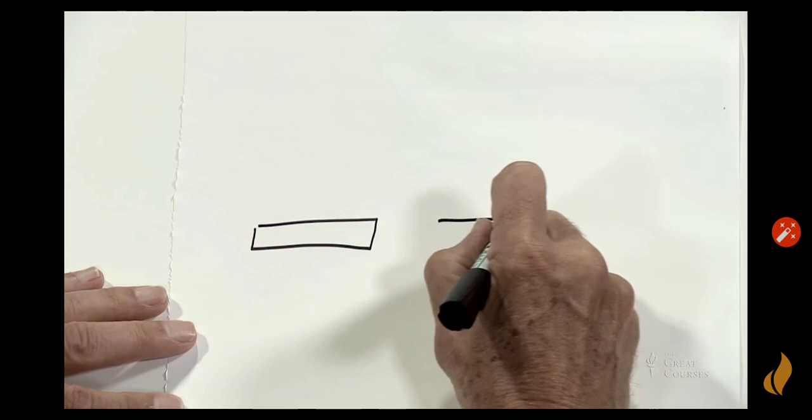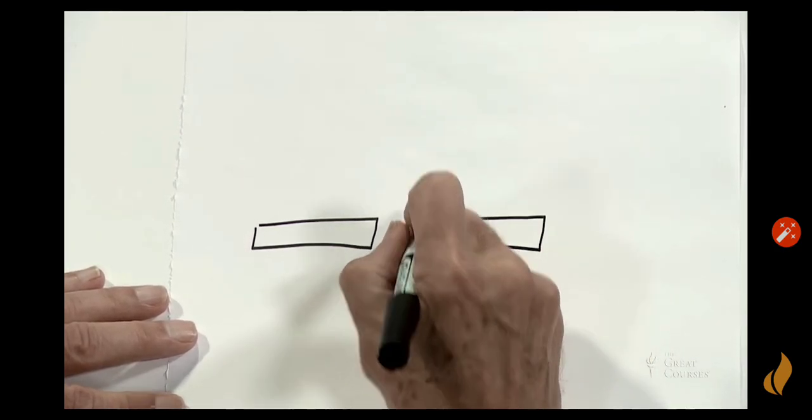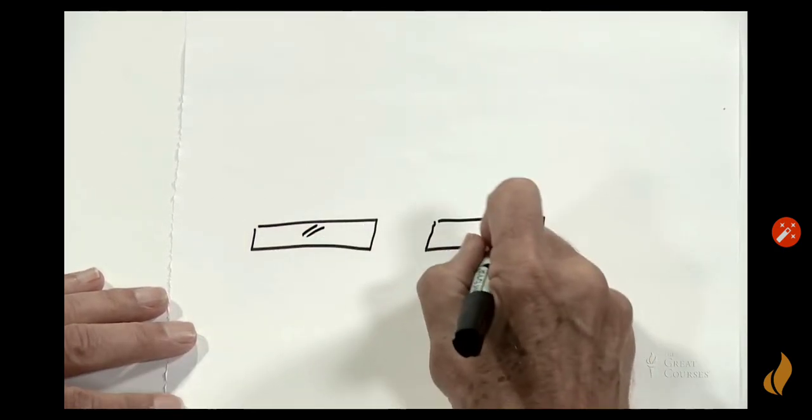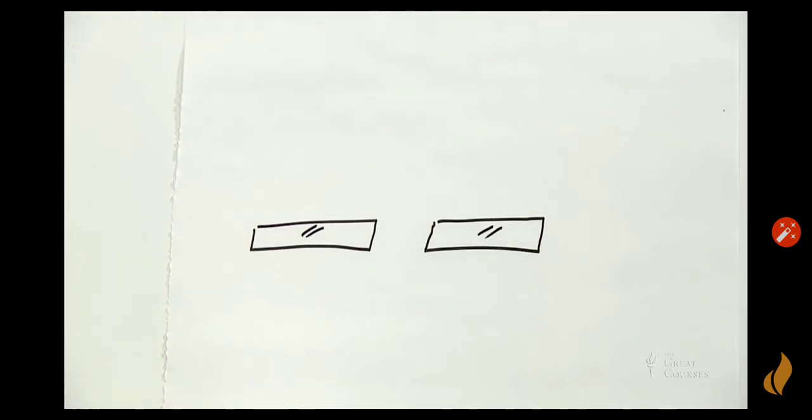So it's just a long, thin pool. And once in a while, they'd put 2 lines in it to indicate water. So that's the SH sound.